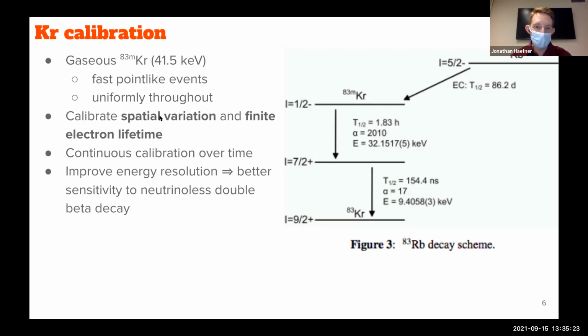And we are able to calibrate spatial variation and the finite electron lifetime, which is essentially an effect where, when events are deposited deep in the detector, the electrons that are produced spend some time drifting, but may attach themselves onto xenon. And so consequently, events that are deeper have a higher probability of being lost, and so deeper events appear smaller. We have continuous calibration over time, and it allows us to get our excellent energy resolution and improve our sensitivity to neutrinoless double beta decay.